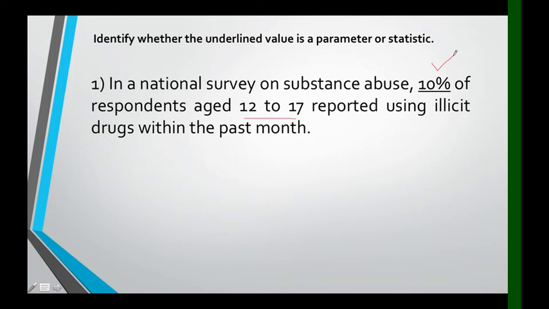Okay. Now, is it a parameter or a statistic? So, since we are talking about the national survey, kabuuan nito sa national. Yung mga edad 12 to 17, we don't know kung ilan sila. Pero marami yan sa buong Pilipinas. So, 10% sa kanila ay using illicit drugs. So, ibig sabihin, this one is an example of a parameter. Yung summary nila is 10%.